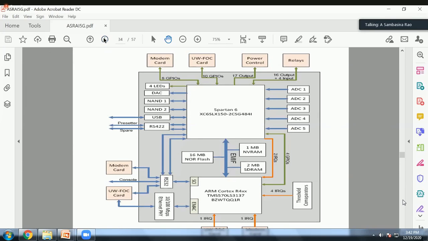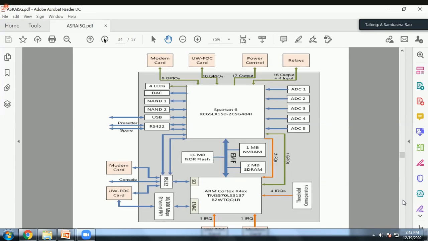This is actually the sensor node. I am telling, this is the present working hardware. This is the ADC, ADC1, ADC2. These are the ADCs.